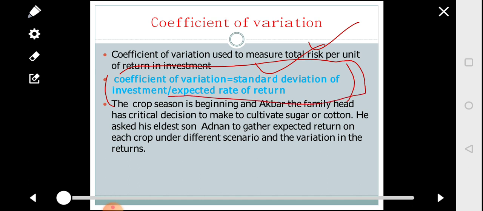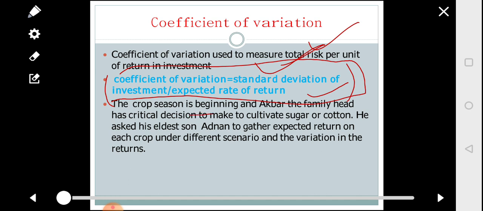Remember this formula, coefficient of variation is equal to standard deviation divided by expected rate of return. Higher the coefficient of variation, higher is the risk, and lower the coefficient of variation, means there will be less amount of risk. Let us go through the case study where you can get more clarity about the coefficient of variation.